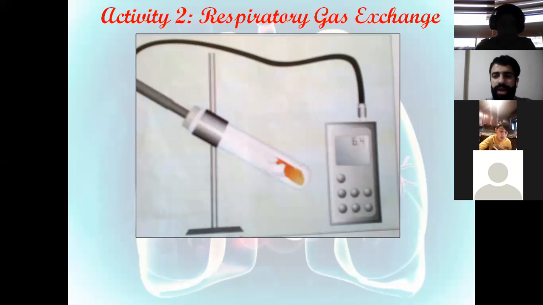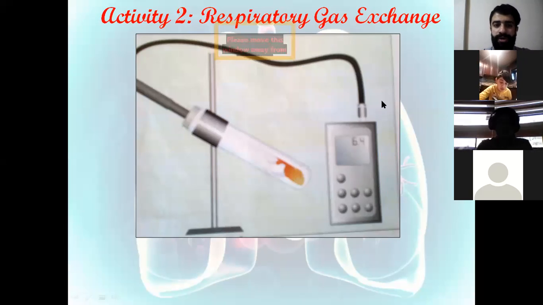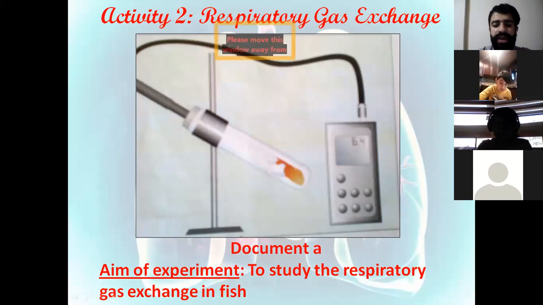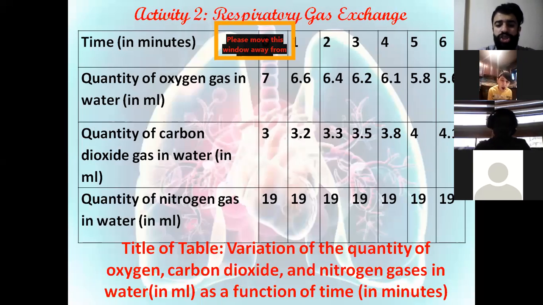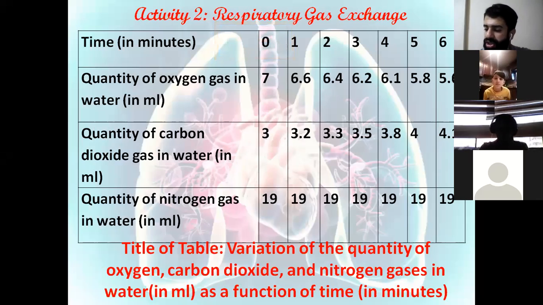Okay? So here we move to this experiment. The aim of this experiment, or the purpose or the objective, is to study the respiratory gas exchange in fish. So we have this table. This table is showing the variation of the quantity of oxygen, carbon dioxide, and nitrogen gases in milliliters as a function of time in minutes.